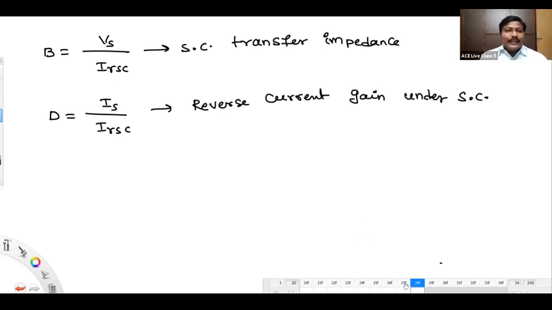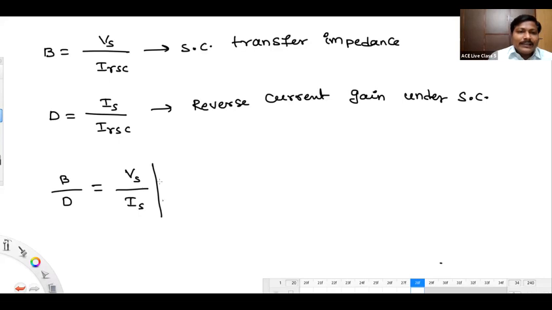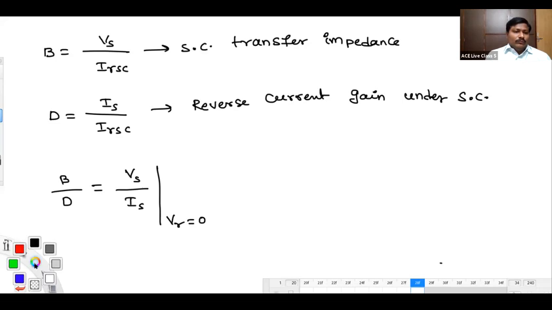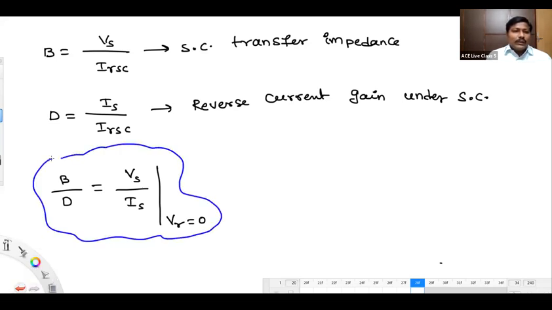Okay, let's take up this ABCD units. First, let me take B by D, then we'll go for units. What is that B by D? You get Vs by Is simply, because IRSC will be cancelled out, by keeping VR equal to 0. B by D is nothing but Vs by Is by keeping VR equal to 0.